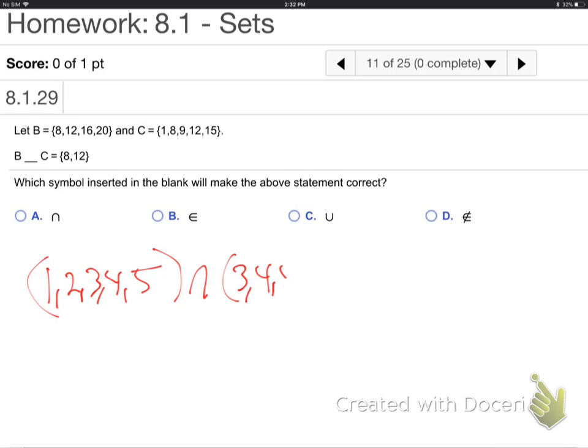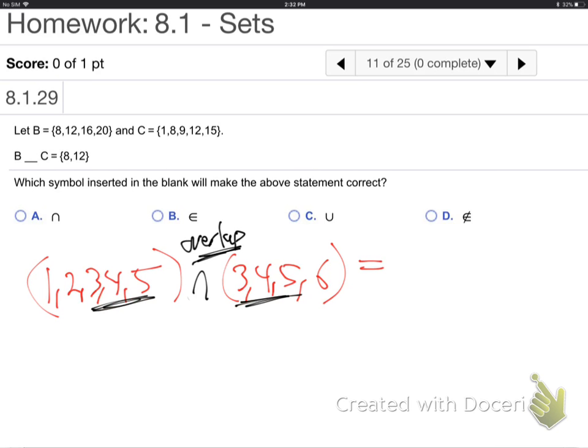3, 4, 5, 6. Do you know what is the overlap? Notice what these are? This means overlap, right? It's the U turned over. So overlap means what do they have in common? See how this has 3, 4, 5 and this has 3, 4, 5?